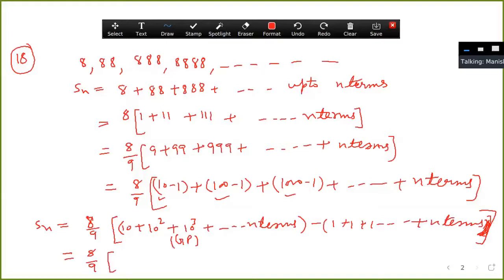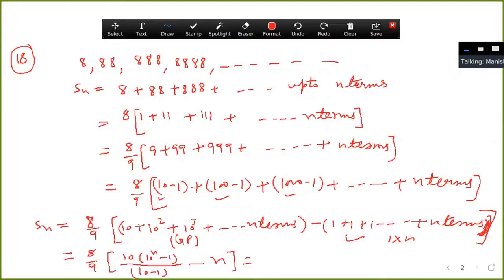Now apply the formula of sum of n terms of GP. That is equal to 10 into 10 to the power n minus 1, because r is 10, a is 10, and 10 minus 1 in the denominator. And here 1 is added n times. When you are adding n times, it means 1 into n, which is n only. So you applied the GP formula, and here you have applied 1 into n.